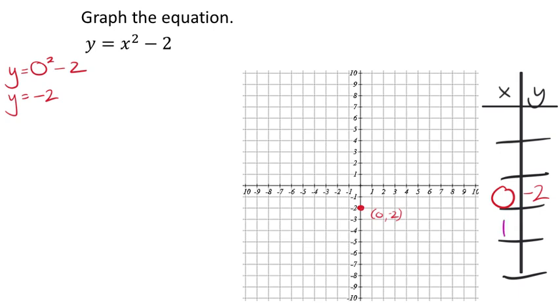Let's try another value. Let's just, again, keep things as simple as we can. Let's choose x as 1. So we got y equals x squared minus 2. And I just chose an x value that's 1. So 1 times 1 is 1. 1 minus 2 is negative 1. So I got 1, negative 1. And that would be on the graph. 1, negative 1 would be right here.